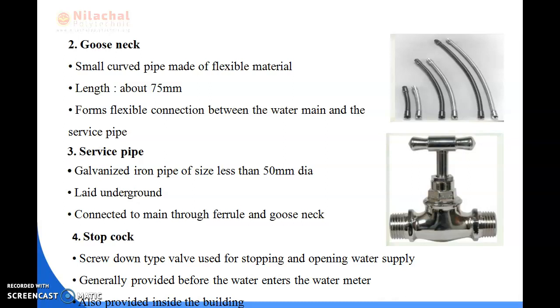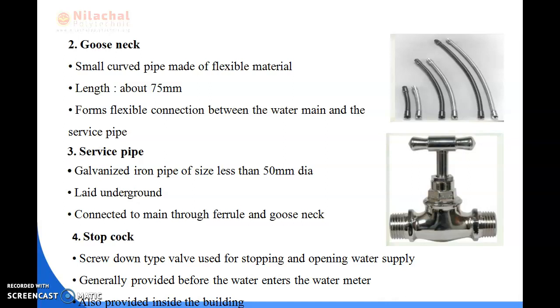Next we have discussed the service pipe. As all of us know, the service pipe is made of galvanized iron pipe of size less than 50 millimeter diameter and it is laid underground. It is connected to the main through the ferrule and the gooseneck.